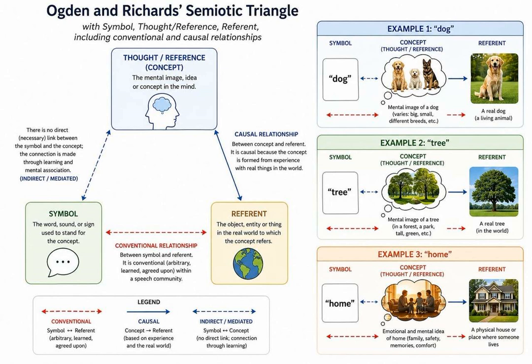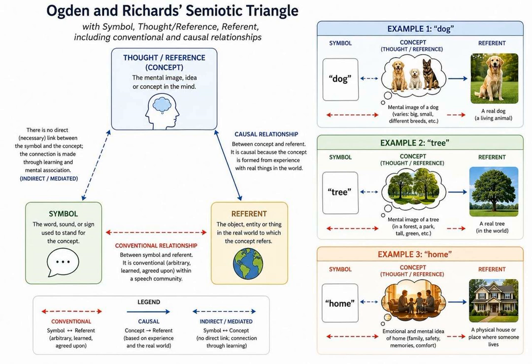And if you think why this model is important, well, this model is widely used in linguistics, communication, and semiotics because it explains something very important. Meaning is not fixed inside objects or words. It depends on how our mind interprets them. That's why two people can hear the same word but understand it slightly differently, because their experiences shape the concepts in their mind.